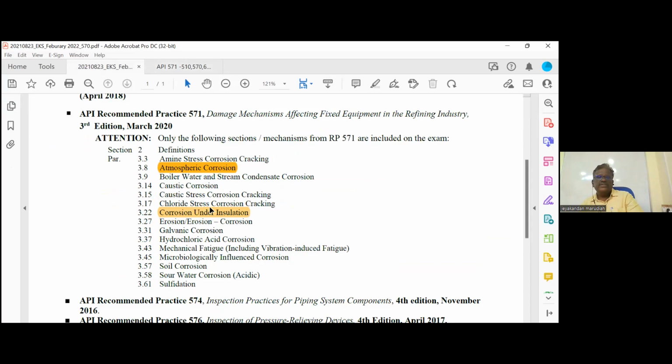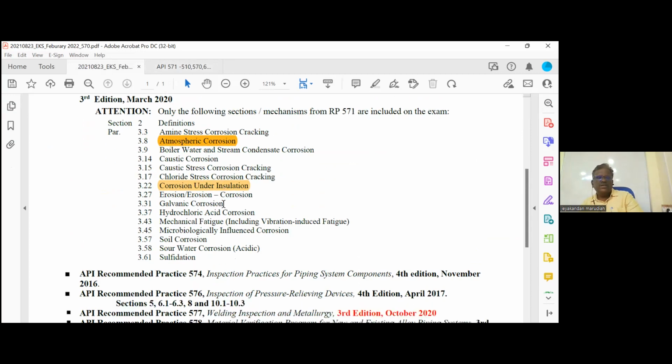Next one, galvanic corrosion. It can happen outside as well as inside. So we'll take galvanic corrosion.